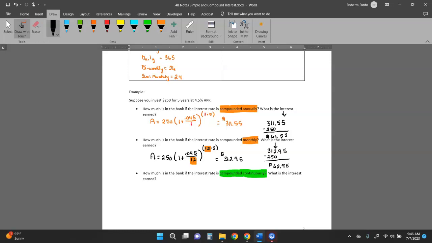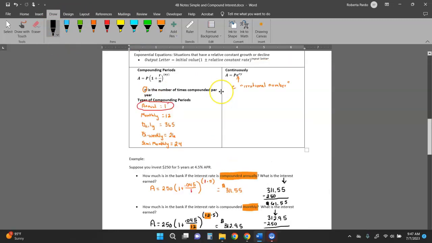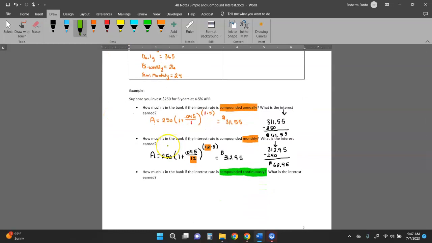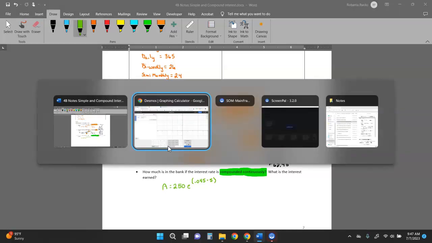Now, compounding continuously, different formula, right? So now we're using the compounding continuously formula. So it's P e raised to the rt. So A equals 250 e, and then our interest rate now goes on top, 0.045 times the amount of years, so 5 years. Okay, so this time I'll show you both in Desmos and in a graphing calculator.